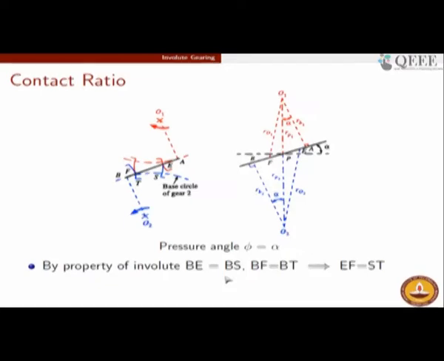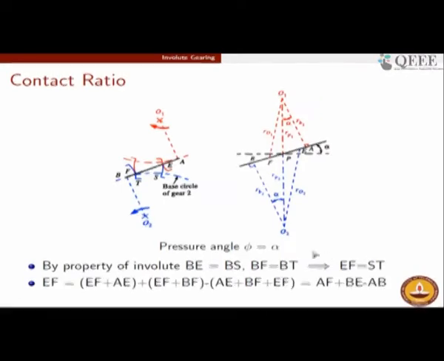So we have BE equals BS and BF equals BT as per this argument, which means BE minus BF, which is basically EF, the left hand side, is equal to BS minus BT. BS is this portion and BT is the smaller arc. So BS minus BT is ST. So therefore our first result is EF is equal to ST from this argument.